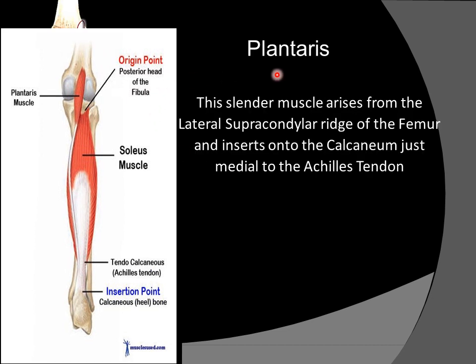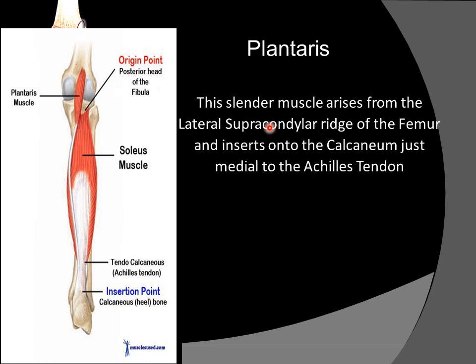Let us discuss about the last superficial muscle of the posterior compartment of the leg, the plantaris. It is a small muscle with a short belly, as you can see here, and has a long slender tendon. It lies between the gastrocnemius and the soleus muscle.